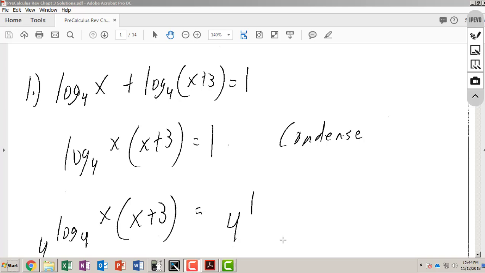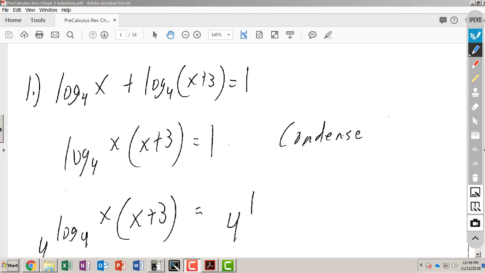Okay, in your chapter 3 review, as we look at number 1, it wants us to solve log base 4 of x plus log base 4 of x plus 3 all equals 1. So remember your very first step before you solve any logarithm: you want to make sure to condense the logarithm together.